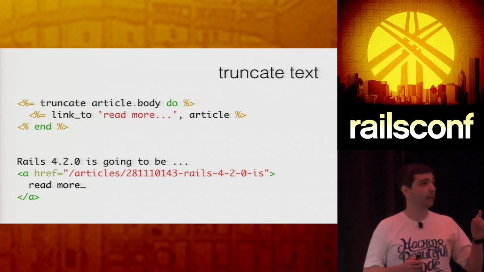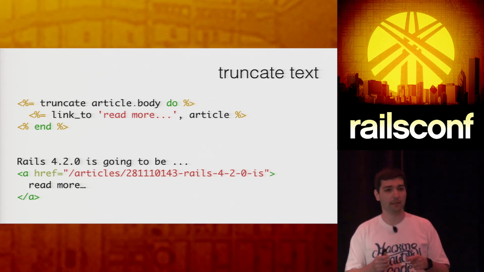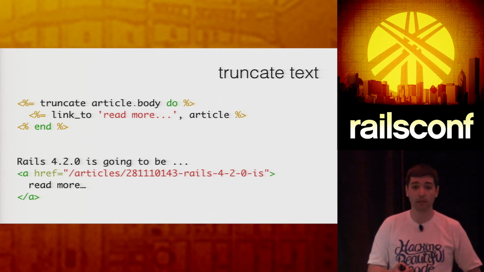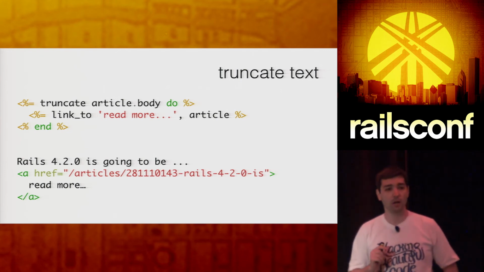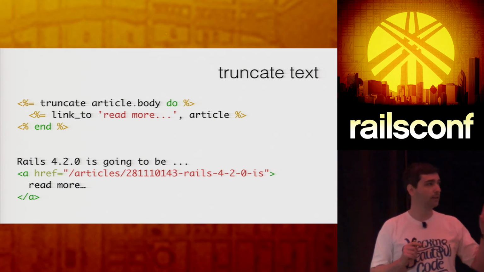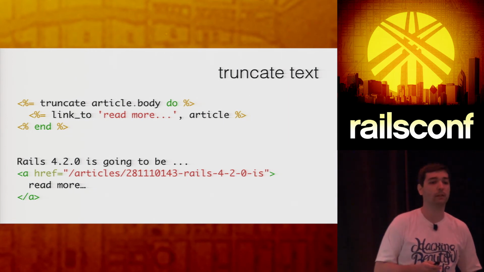A small one: truncate now allows you to pass in a block, which is going to be called in case the text is actually truncated. So in this example, I added a read more link for that article, which is only going to be called in case the body is truncated. If it's not, the block is not going to be called.